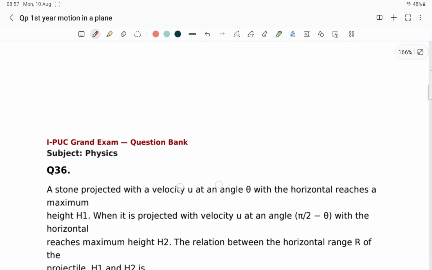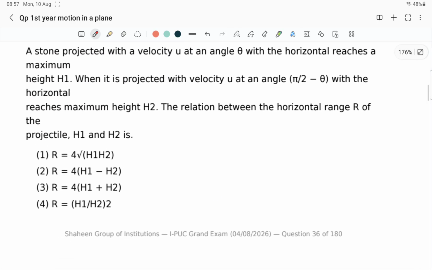Question number 36. A stone is projected with a velocity u at an angle theta with the horizontal. It reaches a maximum height h1. When it is projected with a velocity u at an angle pi by 2 minus theta with the horizontal, it reaches maximum height h2. The relation between horizontal range of the projectile, h1 and h2 is?